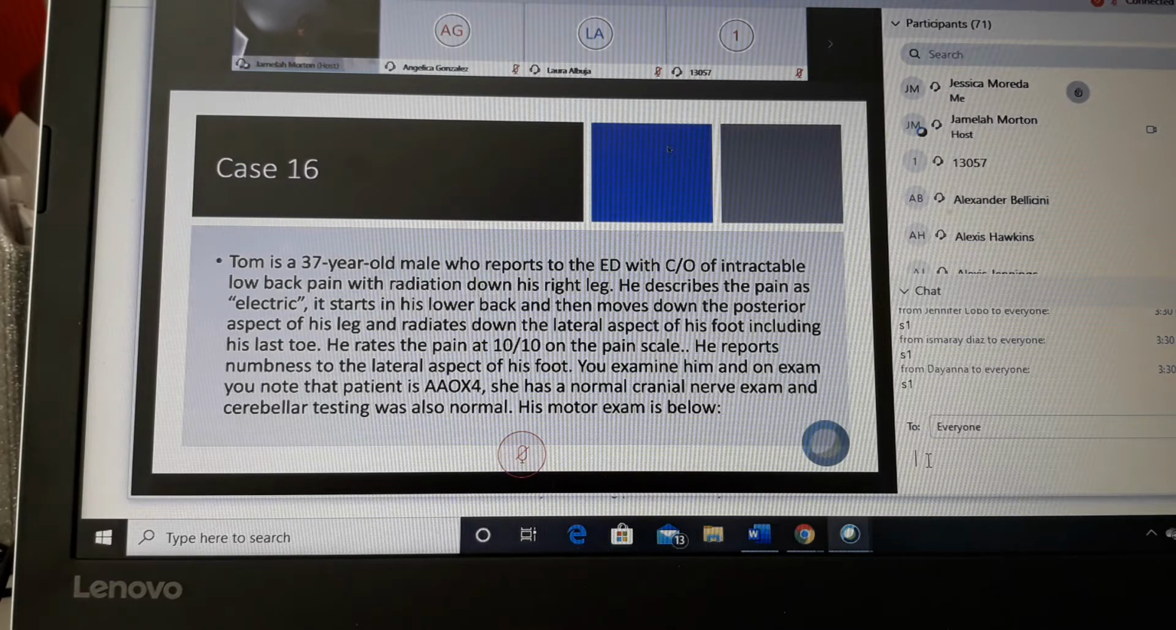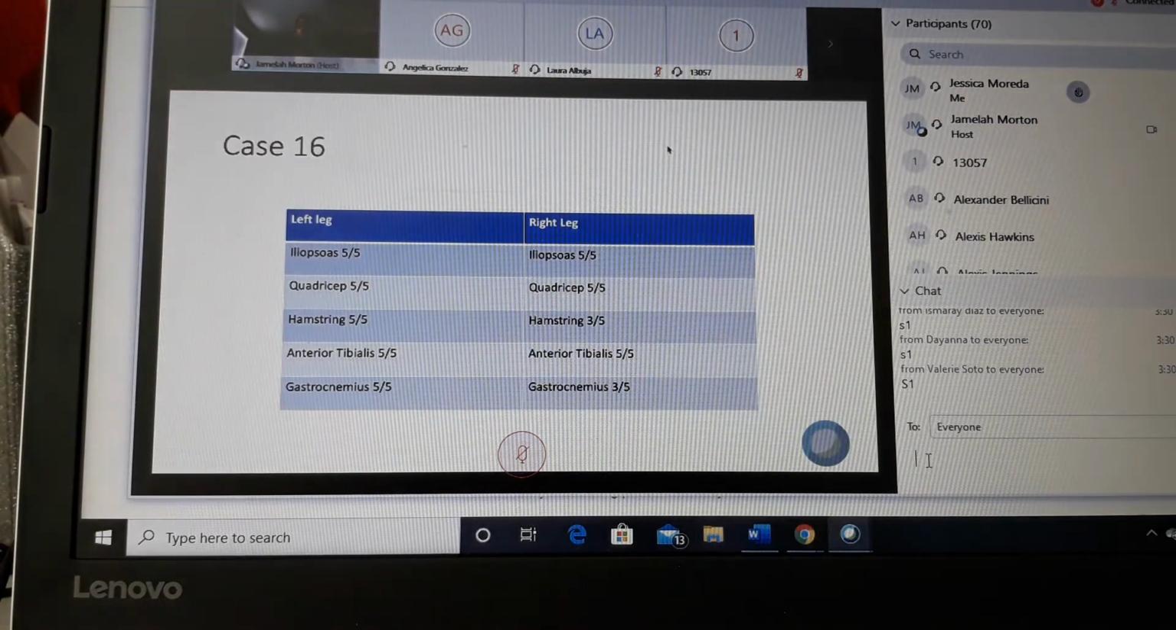You examine him. On exam, you note that the patient is awake, alert, oriented times 4. His cranial nerve exams are normal. Cerebellar testing is normal. His motor exam is below. He has iliopsoas bilaterally, 5 out of 5. Quadricep bilaterally, 5 out of 5. Hamstring on the left is 5 out of 5. On the right is 3 out of 5.